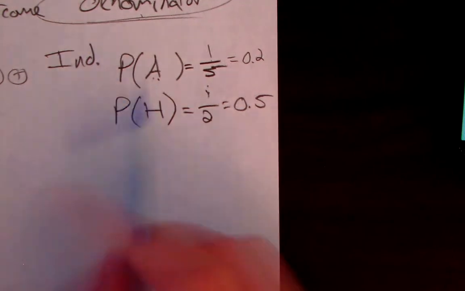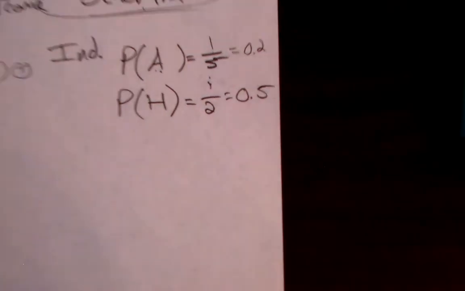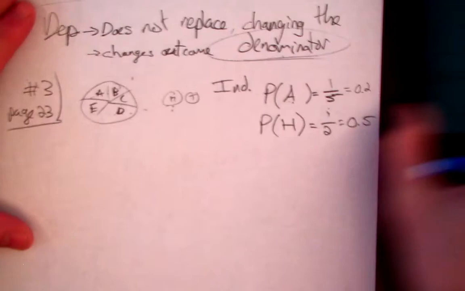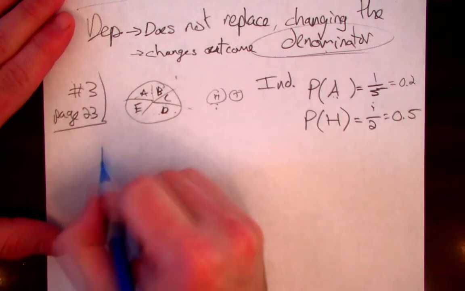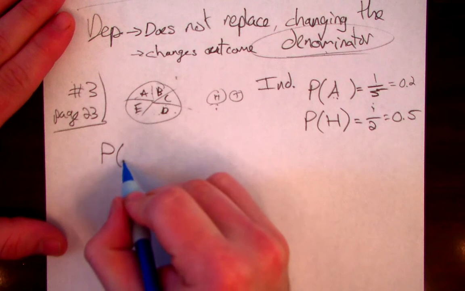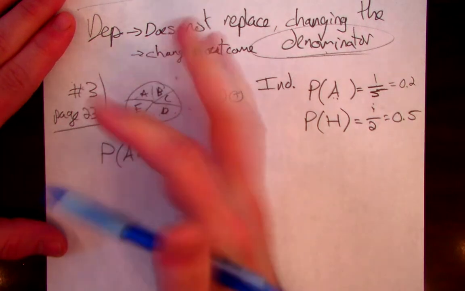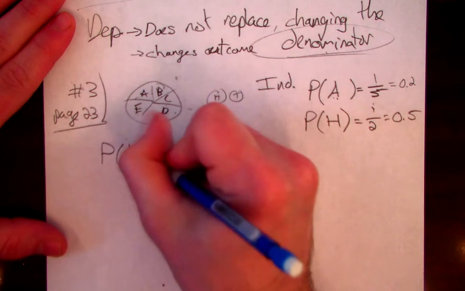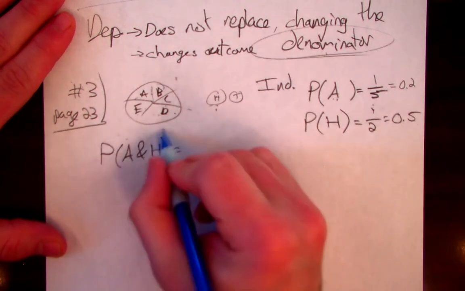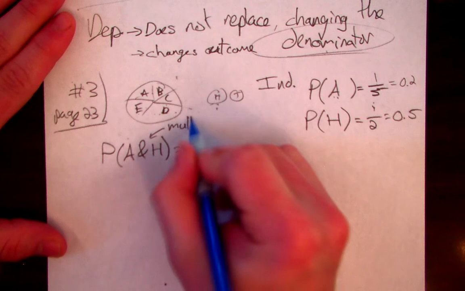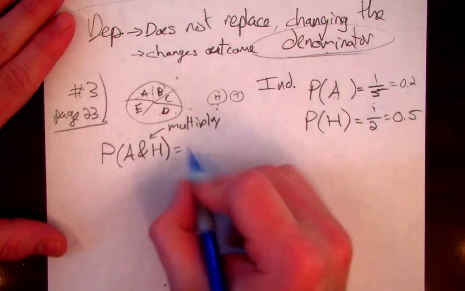Anytime you are working with probabilities, make sure that you are multiplying them together. Meaning this, the probability of spinning an A and flipping a heads, again, and means multiply those two fractions together, or those two decimals, whatever works.